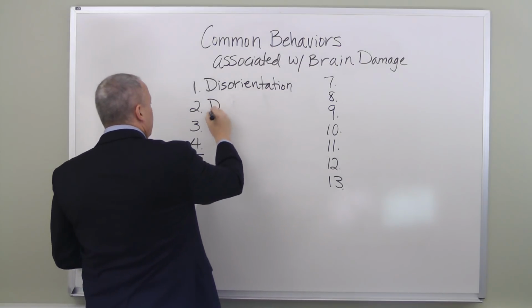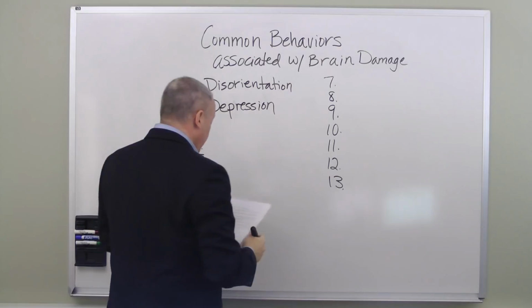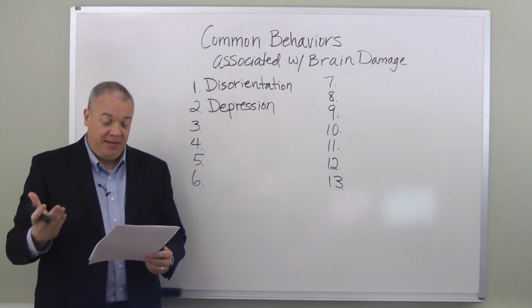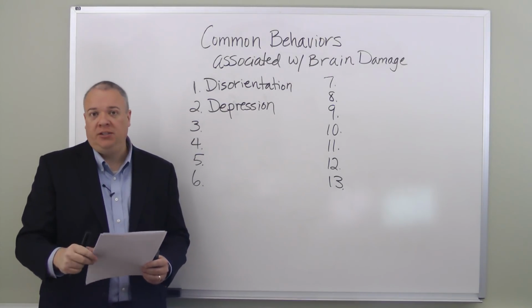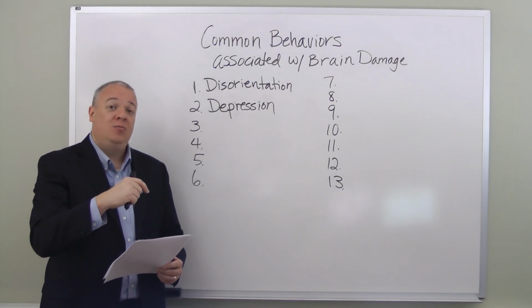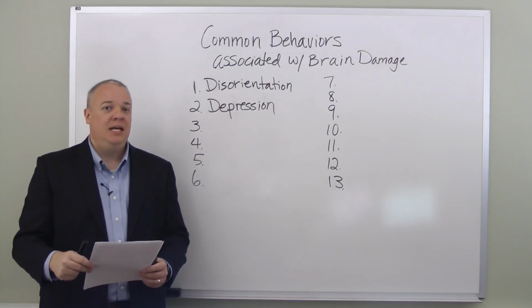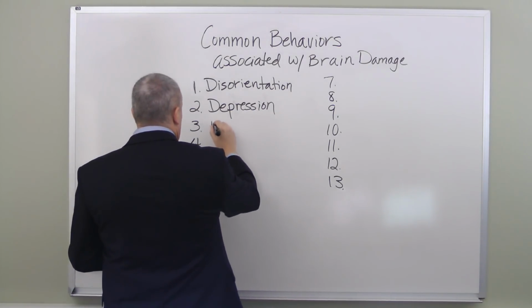2, we want to talk about depression. Here, this is a state of unhappiness or hopelessness manifesting as withdrawal, crying, apprehension, or petulance. It's a depression not associated with something going on in their life, but is a direct result of the brain damage. Next, we want to talk about impaired judgment.